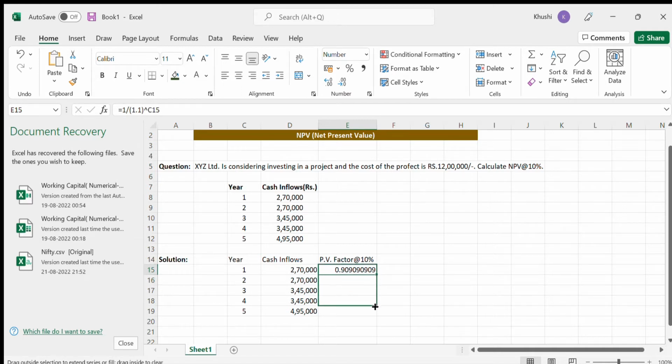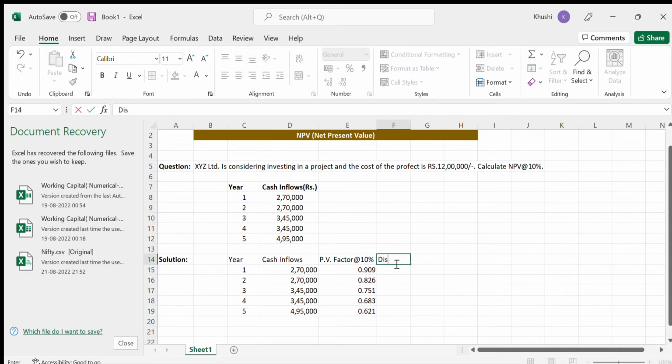For doing it in our calculator manually, what we have to do is write 1 divided by 1.10 and then equal to, and we have to again click equal to multiple times for how many years we need to calculate the present value factor.